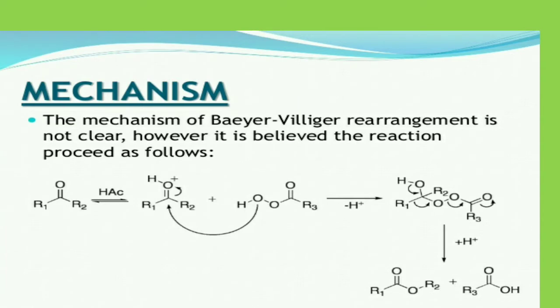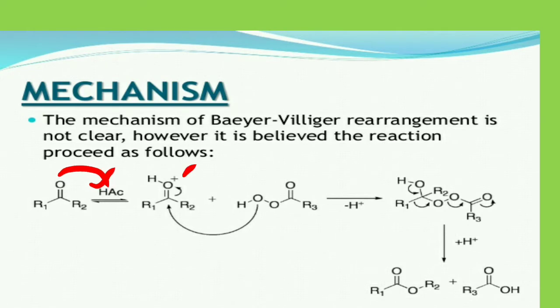Let me learn their mechanism. The mechanism of the Baeyer Villiger rearrangement is not clear. However, it is believed the reaction proceeds as follows. In this reaction, the ketone reacts with the peracid, that is MCPBA. Here the oxygen, which has a lone pair, abstracts this hydrogen and there is a formation of OH. By the donation of the lone pair of the oxygen to this hydrogen, there is a formation of a positive charge on this oxygen.